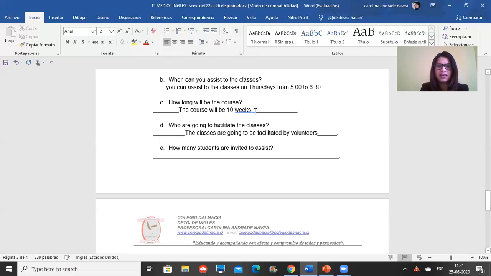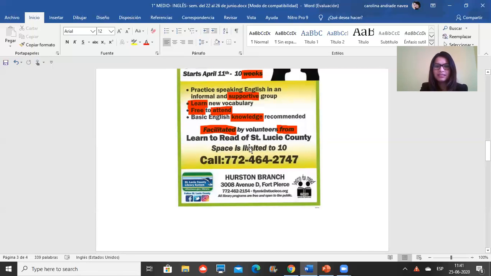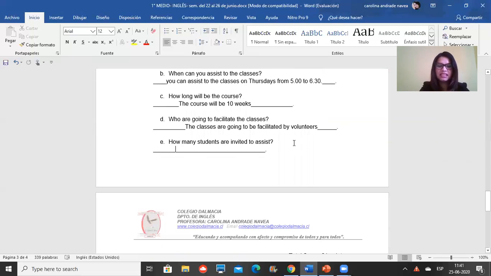Yes, all right, guys. And then, how many students are invited to assist? So remember that there was a limit of students. So we are going to go back to the text, and it says here, space is limited to 10. Space is limited to 10. So how many students are invited? 10 students. 10 students. That is for a short answer, 10 students, right? But we want the long answer, so 10 students are invited to attend.